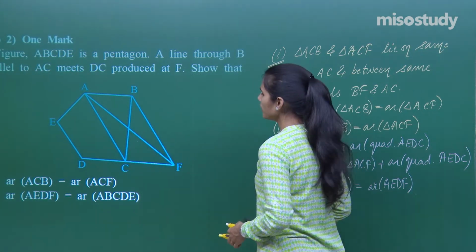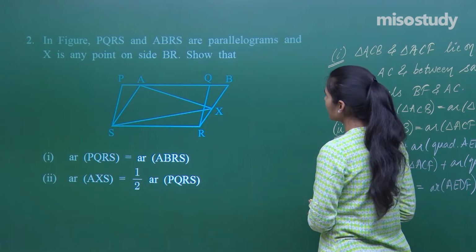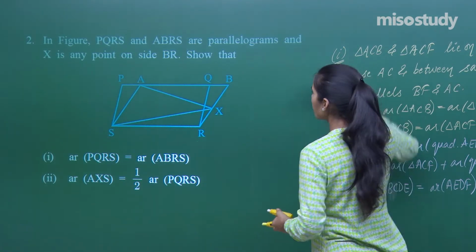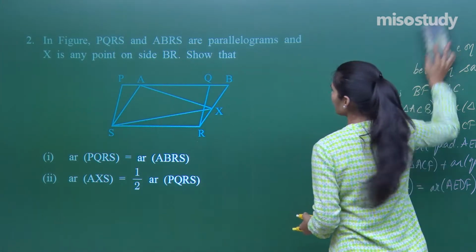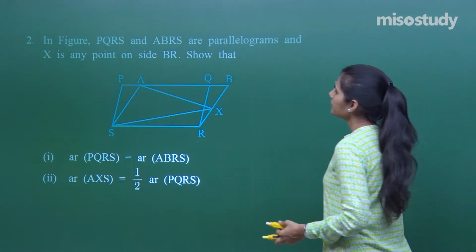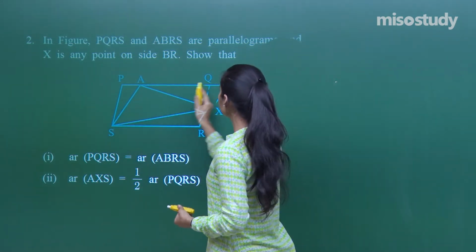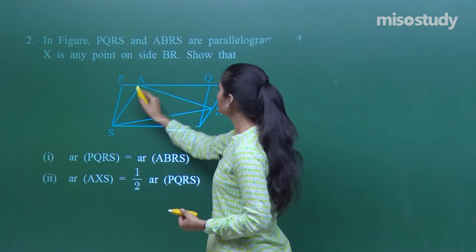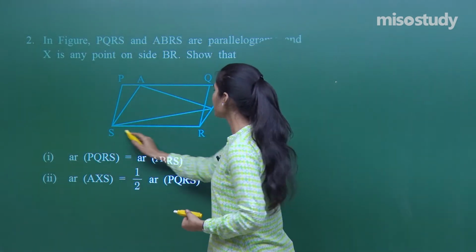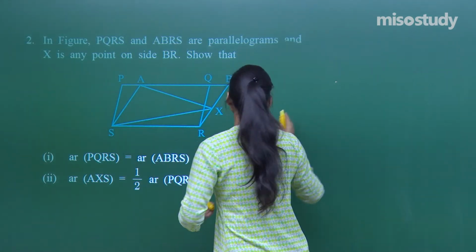Moving to the next question we have, in this figure PQRS and ABRS are parallelograms and X is any point on the side BR, you can see from the figure. Show that area of PQRS and area of ABRS is the same. Now this is very simple. PQRS and ABRS both are parallelograms lying on the same base RS and between the same parallels PB and RS.